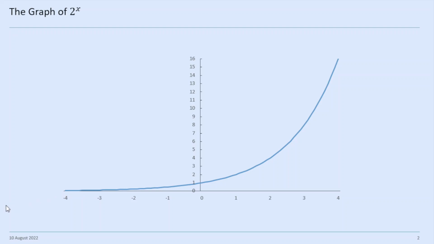It never goes below the axis, because there is no value of x for which 2 to the x is 0. You're just going to get, as x gets more and more negative, 1 over a bigger and bigger number, so you're just going to get a more and more tiny fraction. So that's this beautiful curve.